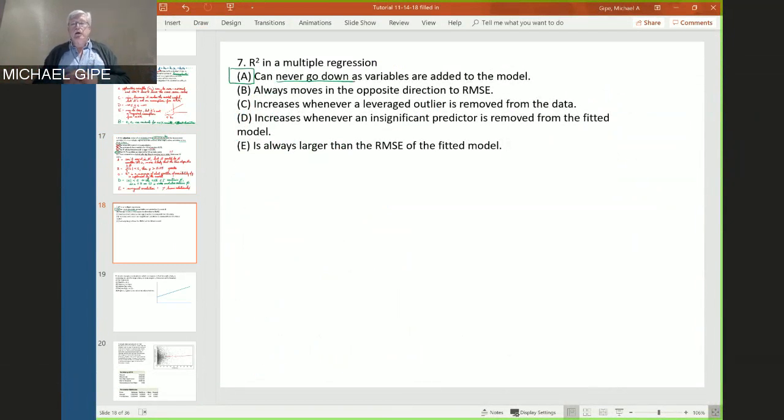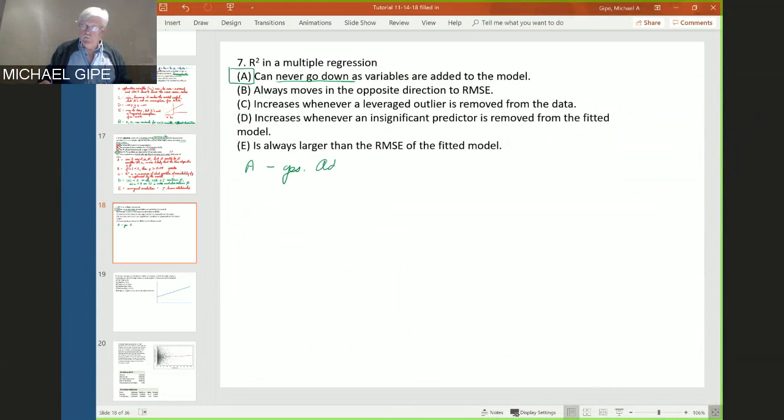So if we have our age versus height model and we add some new factors into it, they can't detract from the value of using age as a predictor for the height of a kid. So R squared can never go down. We can't make the model worse by adding variables. We might not be making it any better, but we can't remove value from the initial existing variables. So A, yes.